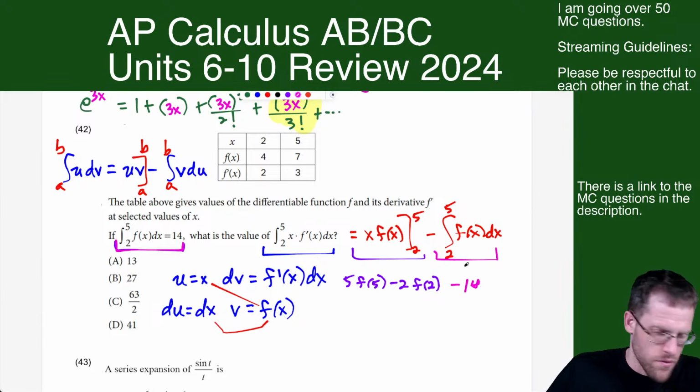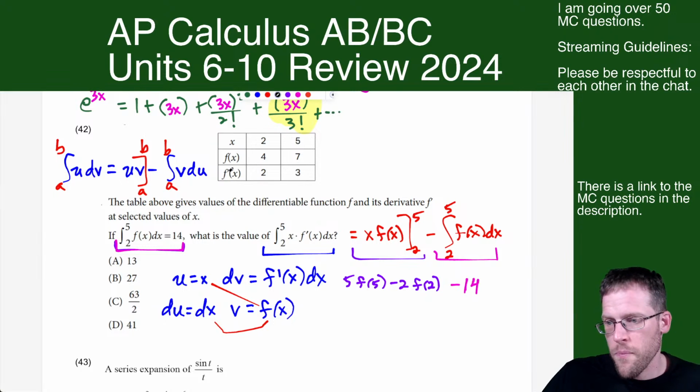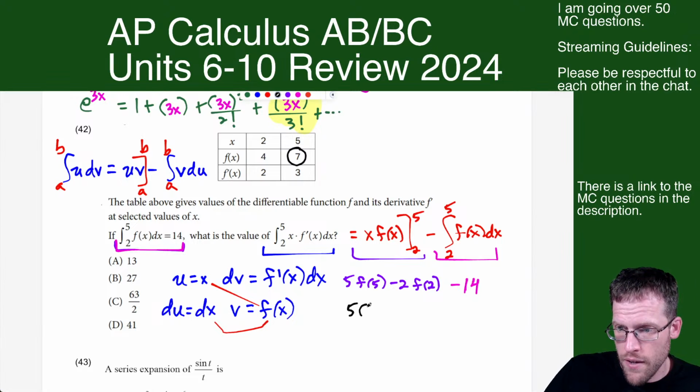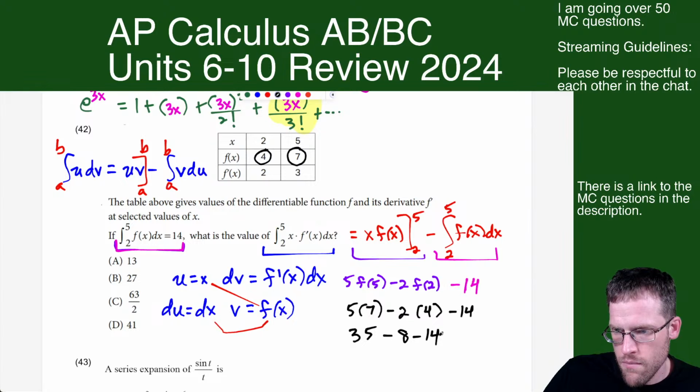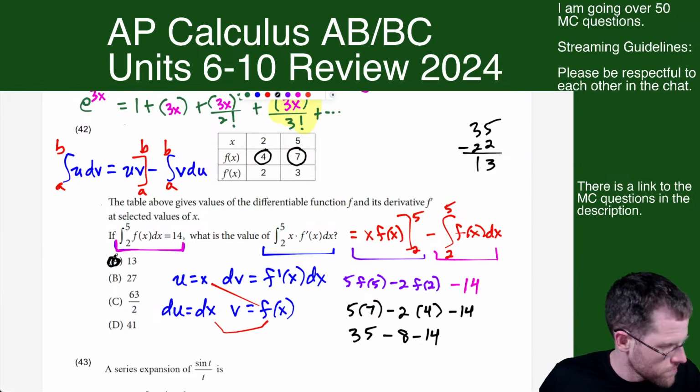I'm going to say minus 14. But now just be careful. Scavenger hunt and be careful. So let's see. We've got 5. F of 5 is 7. So I have 5 times 7 minus 2 times f of 2 is 4, minus 14. So this is going to make 35 minus 8 minus 14. And now moment of truth. We're subtracting 22. 13 is waiting for us. So we have an answer. Awesome.